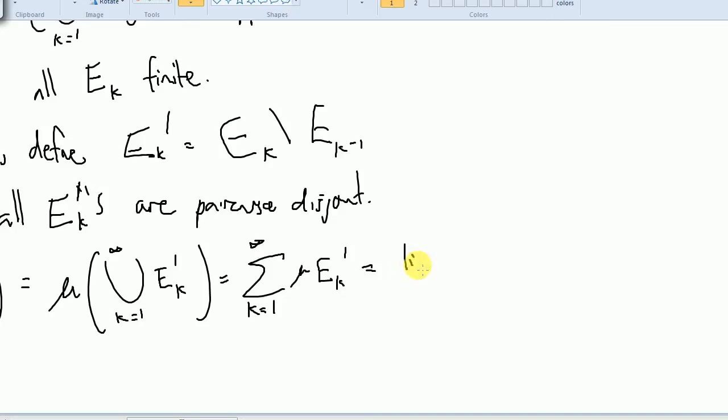the limit as n goes to infinity, sorry, as n goes to infinity, of the sum from k equals 1 to n of the measure of e sub k prime.